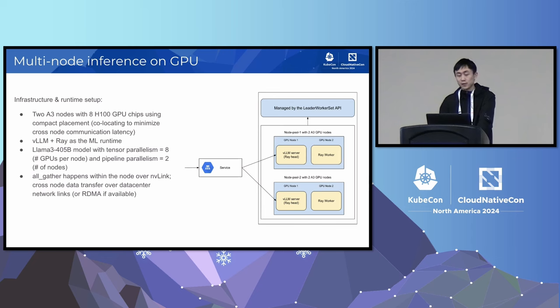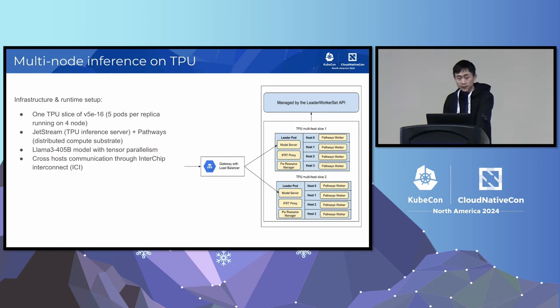The ML runtime we use here is vLLM plus Ray, and we are running the Llama 3 405B model with tensor parallelism equal to 8, which is the number of GPUs per node, because remember we use two A3 nodes with 8 H100 GPU chips each. This ensures the all-gather, which requires much larger data transfer throughput, only happens within one GPU node. We use pipeline parallelism of 2, which means we split the model layers between two GPU nodes. In each model forward pass, the latency penalty of this cross-node communication is very minimal during the inference request. Ideally, these GPU nodes should have RDMA enabled, which is remote direct memory access.